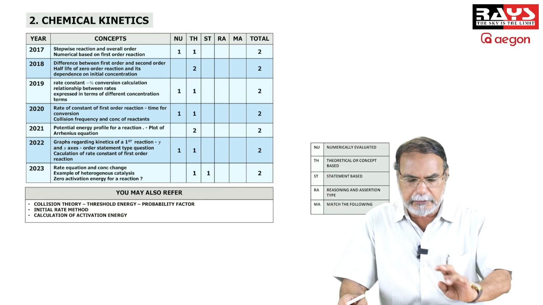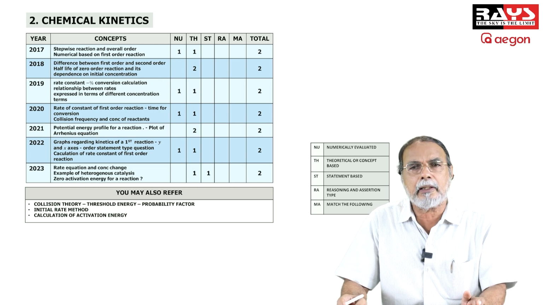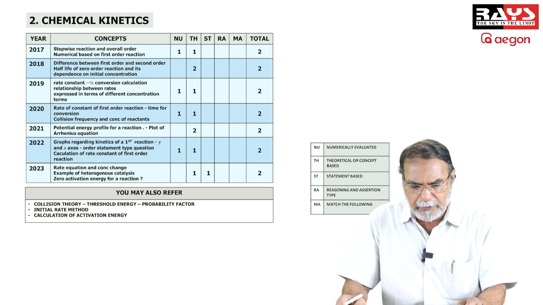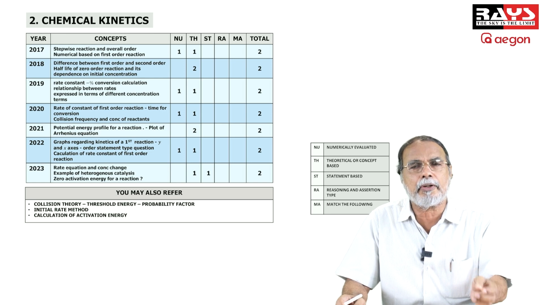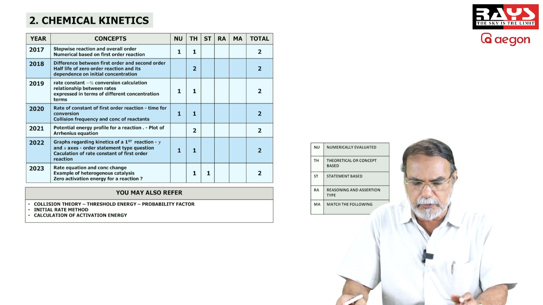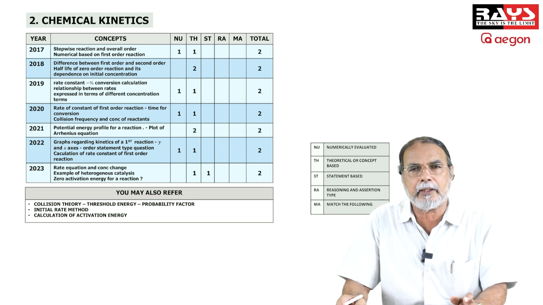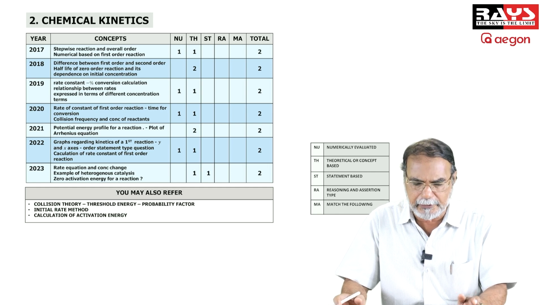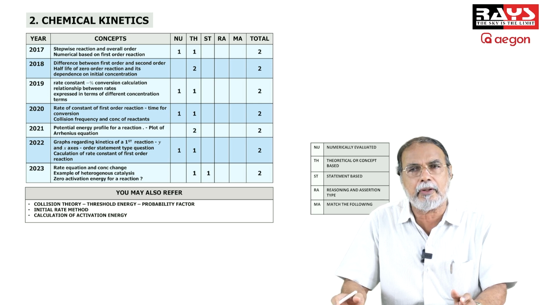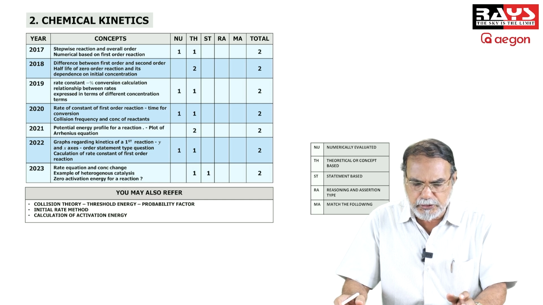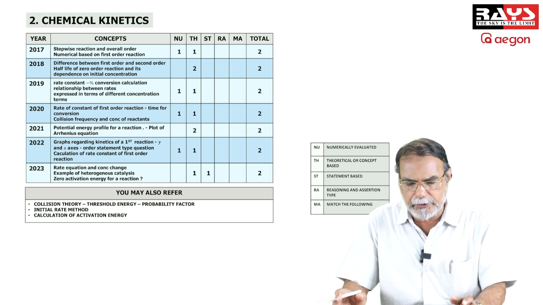Then there is a chapter chemical kinetics, and in almost all examinations, previous NEET examinations, questions were asked from this chapter, chemical kinetics. In 2017, there were two questions, one numerical and one conceptual. It was about stepwise reaction and the overall order of a reaction. That was one question. And the second question was a numerical calculation based on the first order rate equation. It's very fundamental things. In 2018, the question was about the difference between first order and second order. That was one question. And another question was about the half-life of zero-order reactions, and to what extent the half-life will depend on the initial concentration.